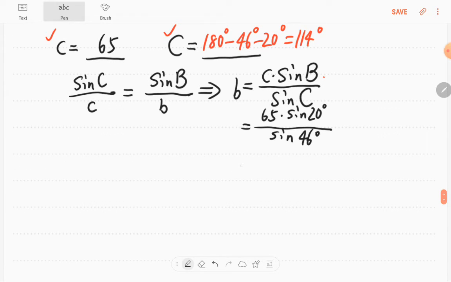So if you calculate, I don't want to do the calculation. Okay, I can calculate this one for you a little. So it's 65 times sine 20 degrees divided by sine 46 degrees, which is equal to, if we keep two decimals, 30.91.